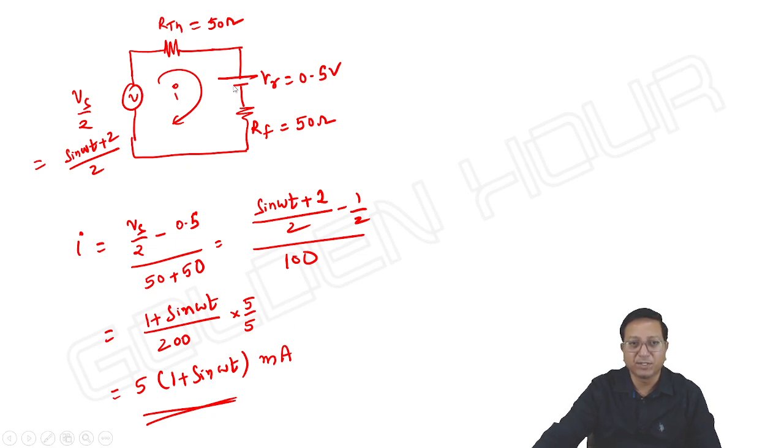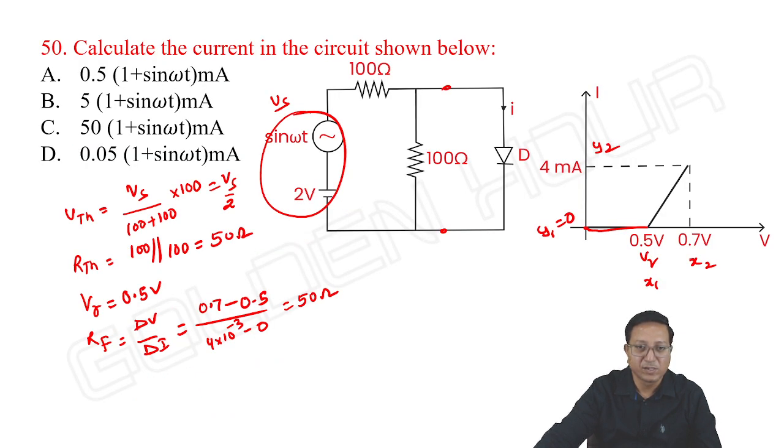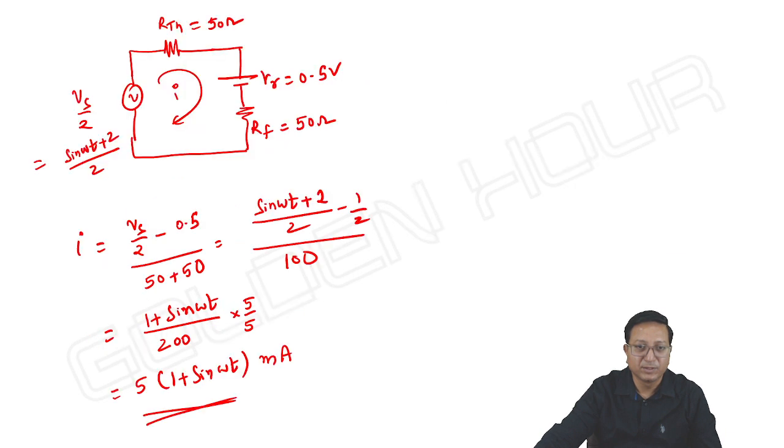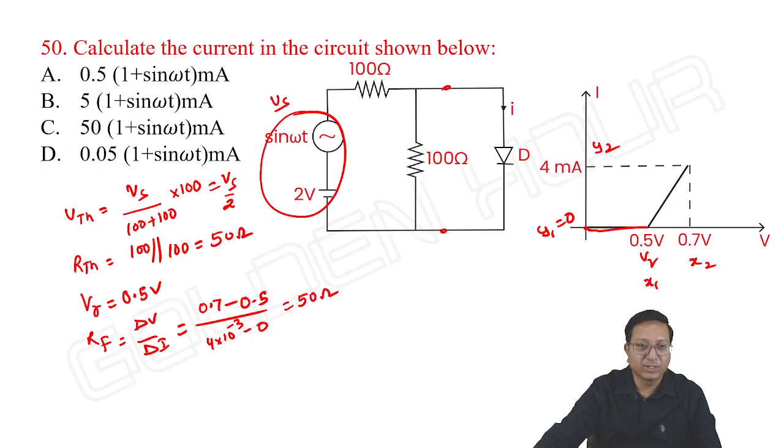Okay, Thevenin's equivalent circuit, and instead of the diode, we are writing its equivalent circuit. Okay, this is the idea. Good. Now you can look at the options. 5 into 1 plus sine omega t milliamperes. Option B is correct.